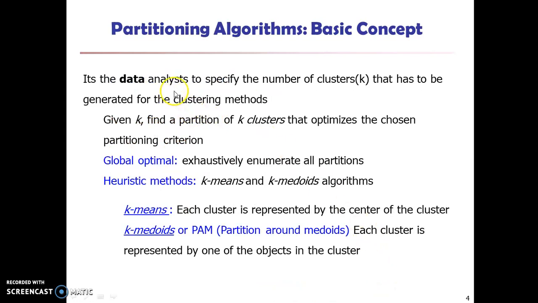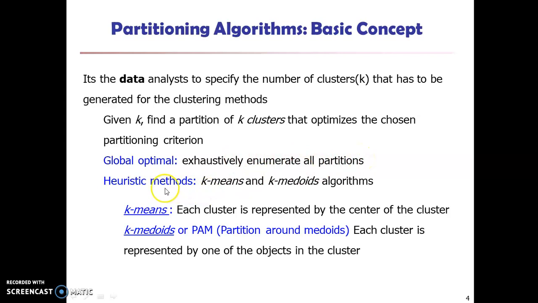The data analyst first of all needs to specify how many clusters they need. So, need to specify the number of clusters K that has to be generated for the clustering methods. Given K, find partitions of K clusters that optimize the chosen partitioning criterion. We have two different criteria. One is global optimal, another one is heuristic methods. The global optimal means exhaustively enumerate all partitions.